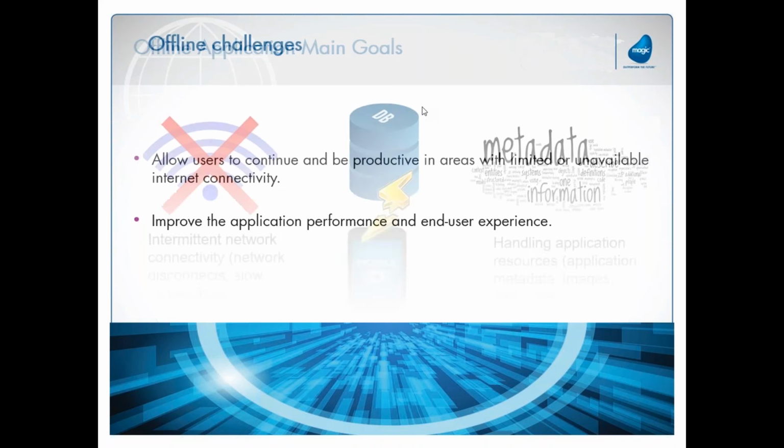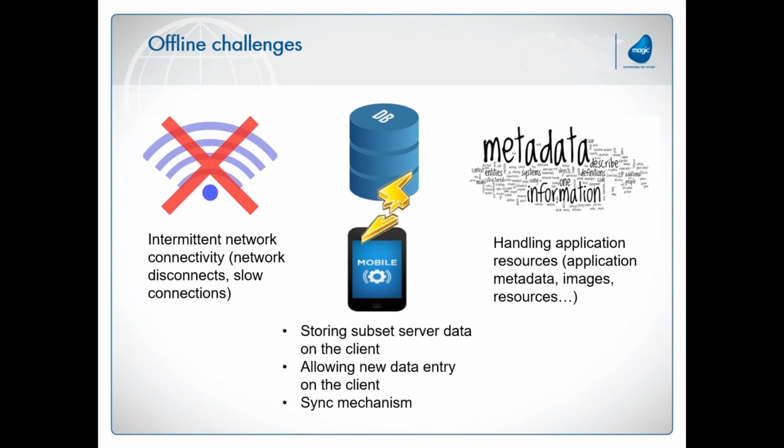Now, using an offline application has some challenges, and the main one of them is that you don't have any network, so the network can be intermittent or slow or disconnect from time to time, and you need to handle those issues. So this is one thing that you need to handle in your application. The other one is data. You don't have the server data, so you need to store a subset of the server data on the client machine, and also to allow new data entry on the client, and of course handle the synchronization between the server and the data. New data entered on the client side needs to be copied to the server, and vice versa.